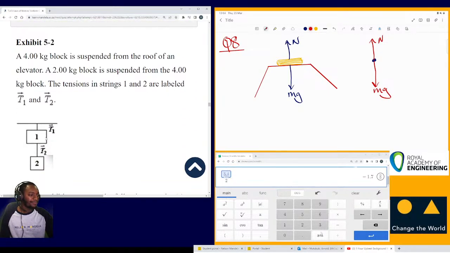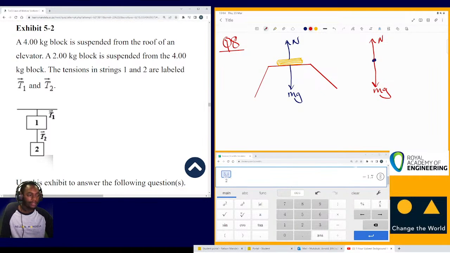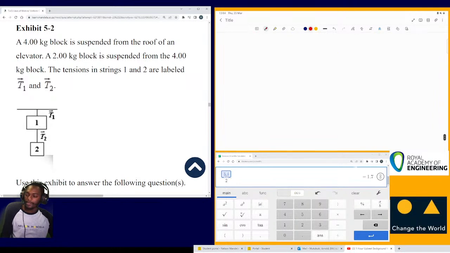Okay, so let's move on to question 9 and look at some tension problems. Question 9 reads, a 4-kilogram block is suspended from the roof of an elevator. A 2-kilogram block is suspended from the 4-kilogram block. The tensions in the string 1 and 2 are labeled T1 and T2. So let's put our sketch.